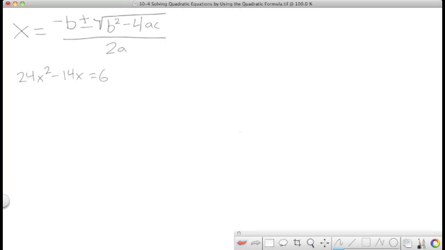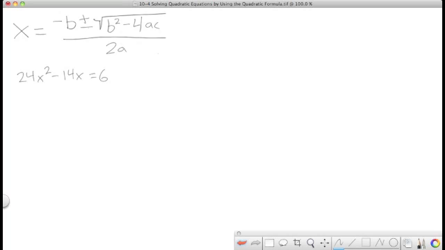Okay guys, here's another problem that's very similar to the last problem we did. This is 24x squared minus 14x equals 6. The difference here is I know ahead of time that this one you cannot factor out. So if you're trying to factor out, you're going to waste your time. So might as well just stick to the quadratic formula and do it this way. It may seem longer, but trust me guys, the more you memorize it, the more you use it, the better you'll get at it, and it'll end up being a lot faster for you guys.